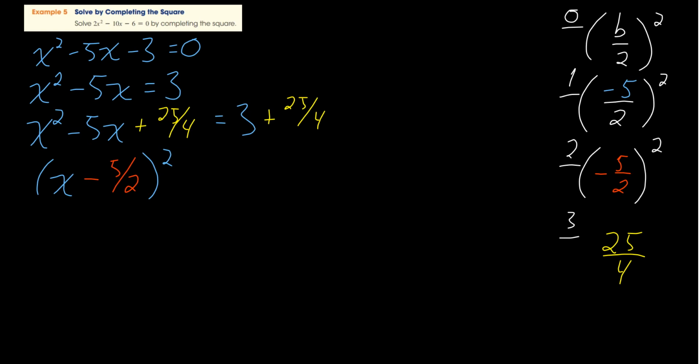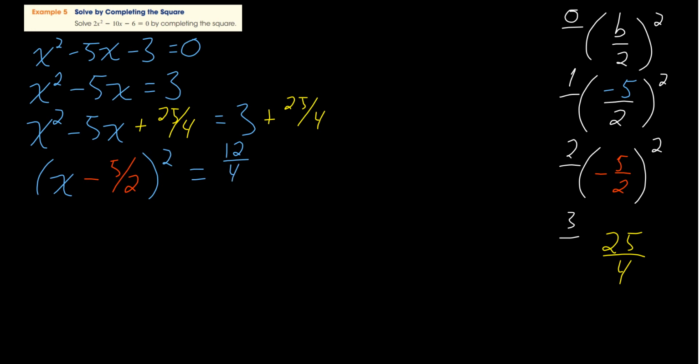X minus 5 halves quantity squared is the same as x squared minus 5x plus 25 over 4. And then we just have to combine the right side. Okay, so what's the common denominator of 3 and 4? All right, well, 3 over 1 and 25 over 4. Well, that's just going to be 4, right? So it ends up being 12 thirds. Okay, everybody, I'm sorry. No, 12 fourths. Sorry, I knew something was wrong.